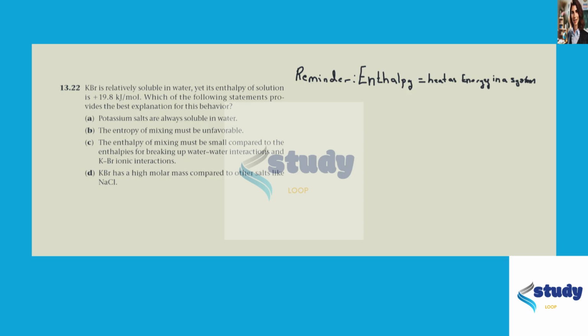We're working on chapter 13 and we're on problem 22. Calcium bromide is relatively soluble in water, yet its enthalpy of solution is positive 19.8 kilojoules per mole. It's a big point for us, that positive right there. Which of the following statements provides the best explanation for this behavior?